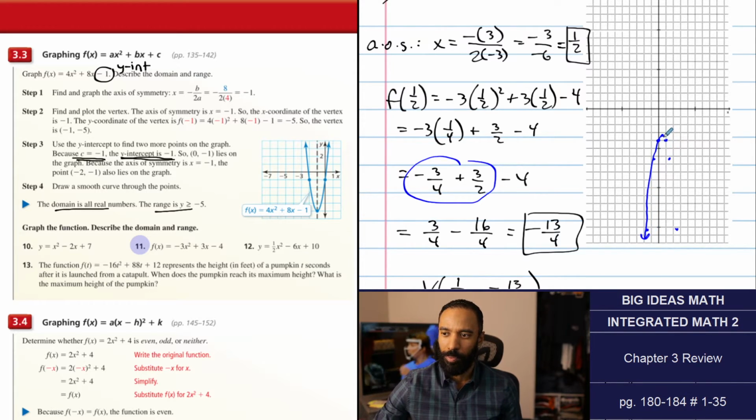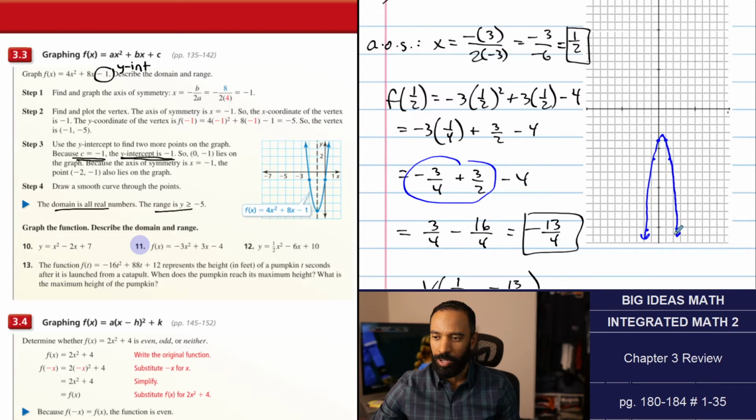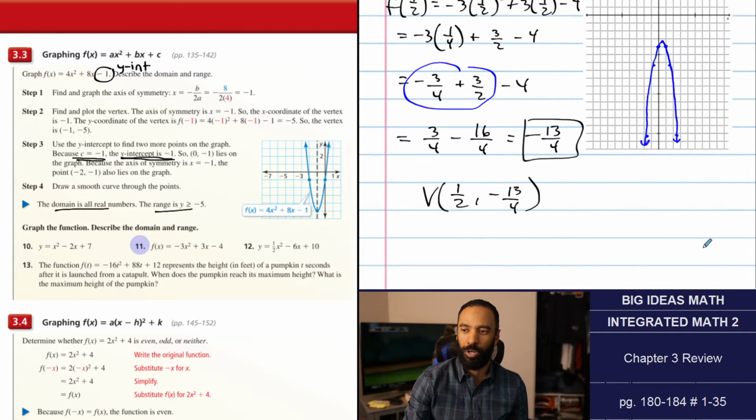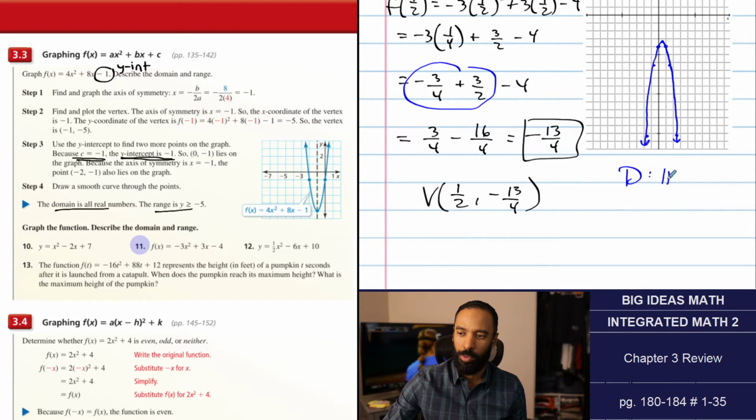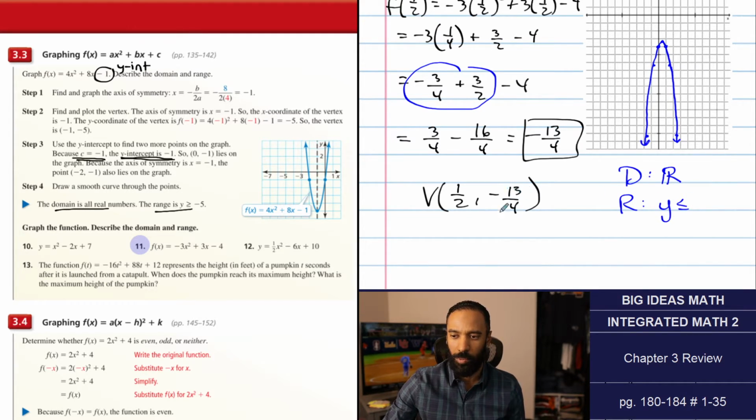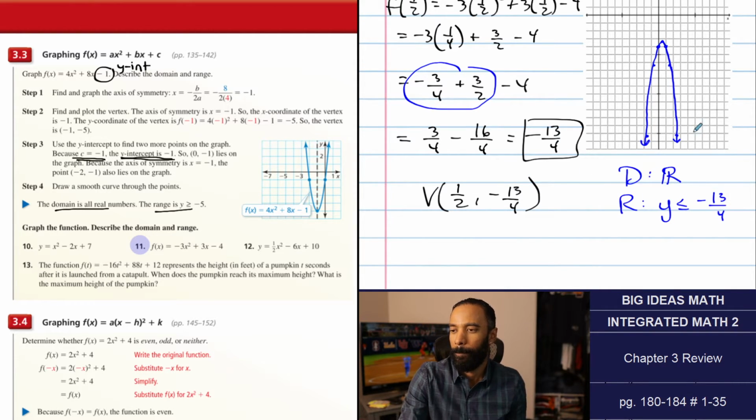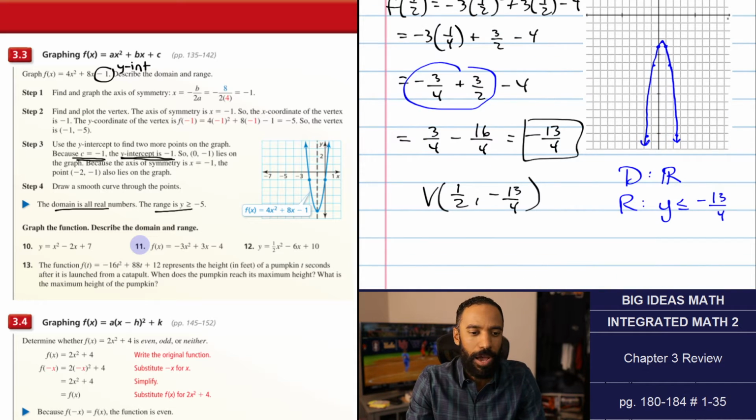Much more accurate from what we'd want to do, and we still have to write out the domain and range. Domain will be all real numbers, and this time we go downward when it comes to range. So domain's all real numbers, and the range, y is less than or equal to, what's the y value right here? Negative 13/4. Okay. All right, that was number 11. Let's go to number 12, the last one of that portion of the set.